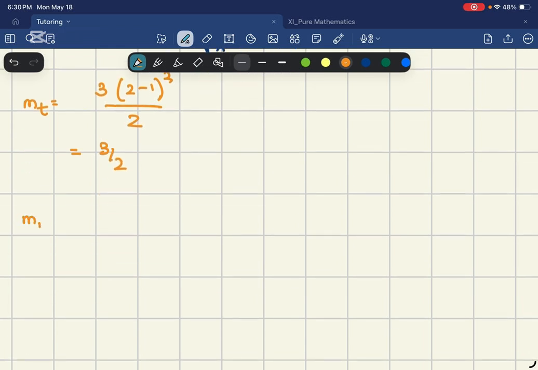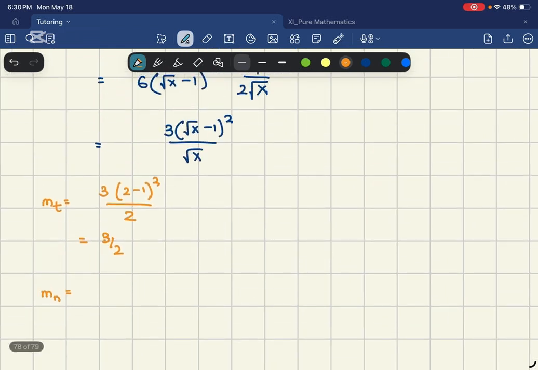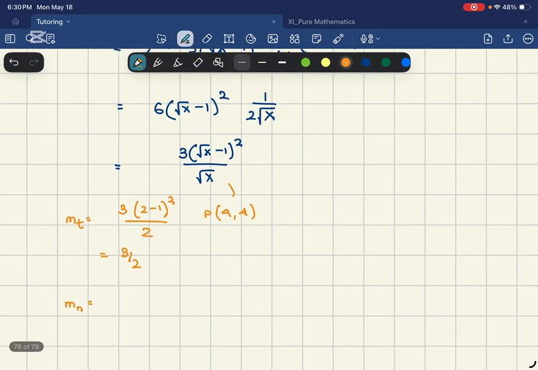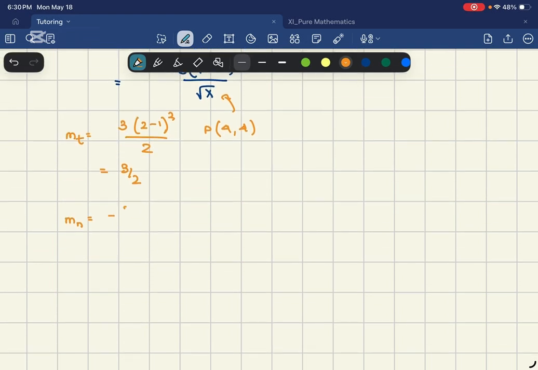And if you substitute 4 here, this is for point P, 4, 4. So if you substitute 4 into this equation, you are going to get 3 over 2. So m of n, if you substitute it, you're going to get negative 2 over 3. And if you check, mt times mn should give you negative 1. If you multiply these two numbers, you are going to get negative 1. So slope of your normal line is this.